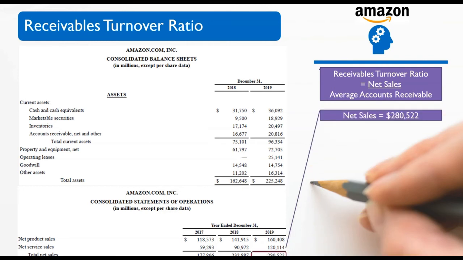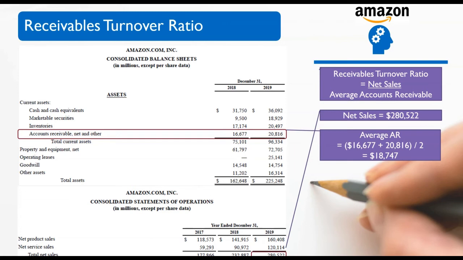For Amazon, we find its net sales of $280.5 billion. We then calculate its average AR balance of $18.7 billion. And that gives us a receivables turnover ratio of just under 15. Well, what does this tell us? This tells us that Amazon is able to collect its average accounts receivable balance from its customers around 15 times per year, or 14.96 to be exact.